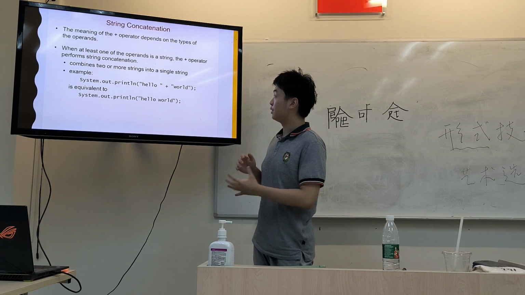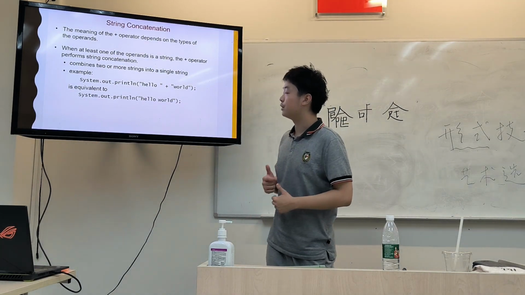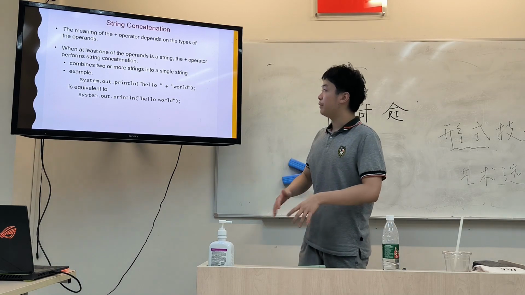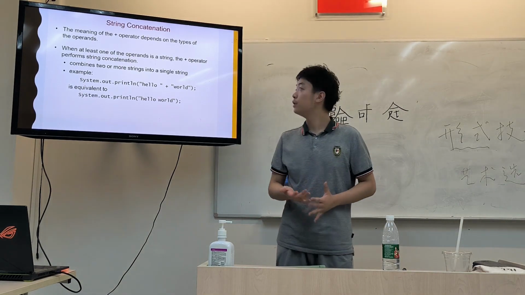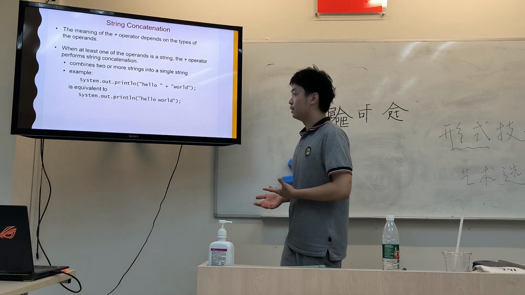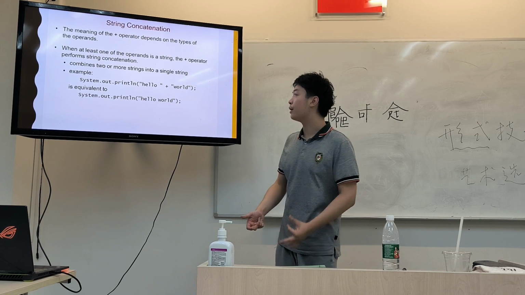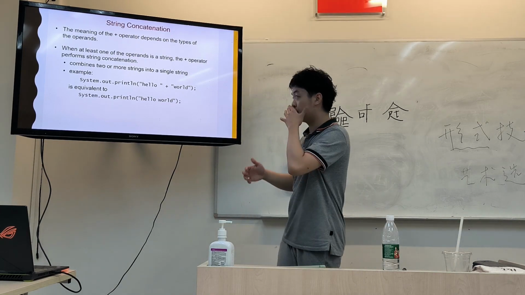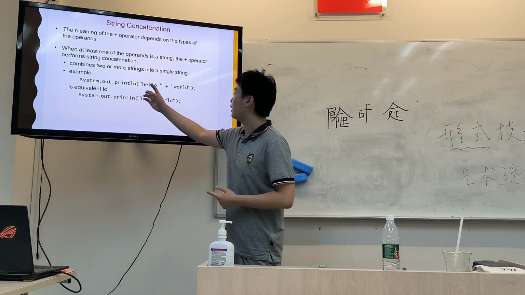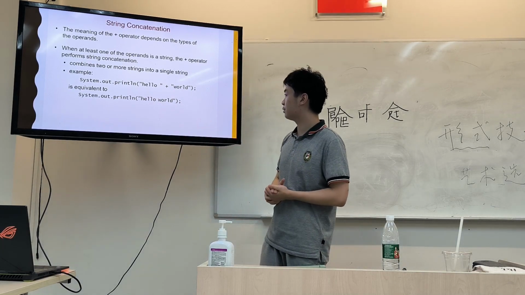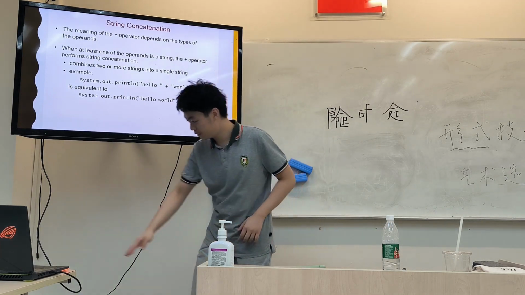Here's another topic called string concatenation. The meaning of the plus operator depends on the type of the operand. If you add two integers, it will just add the values. But what if you add two strings? It will just link them. For example, if you add the string hello and the string world, it will put them together.